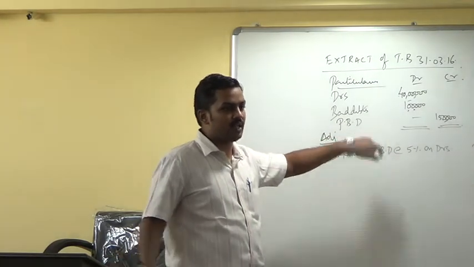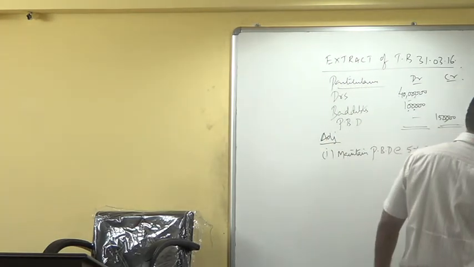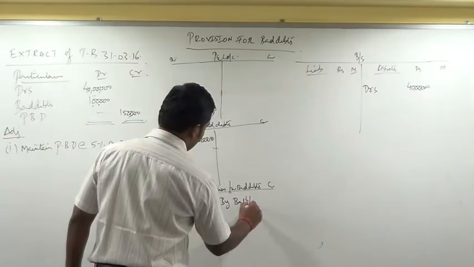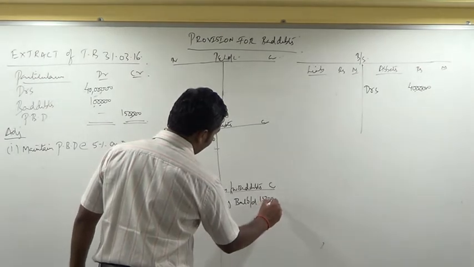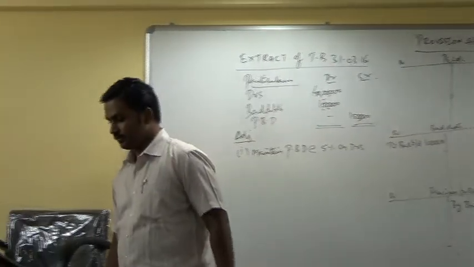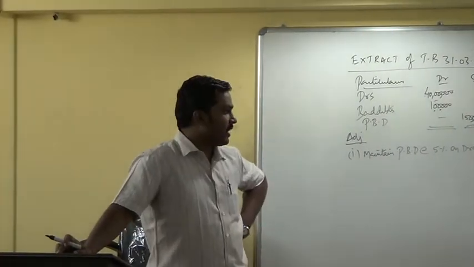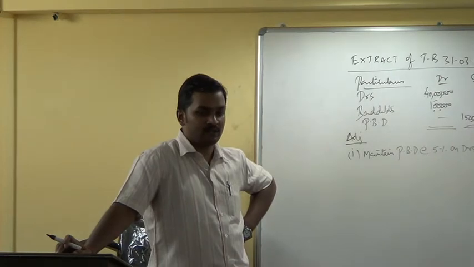Provision for bad debts. Credit balance 1,50,000. Provision for bad debts, credit side, by balance brought down 1,50,000.